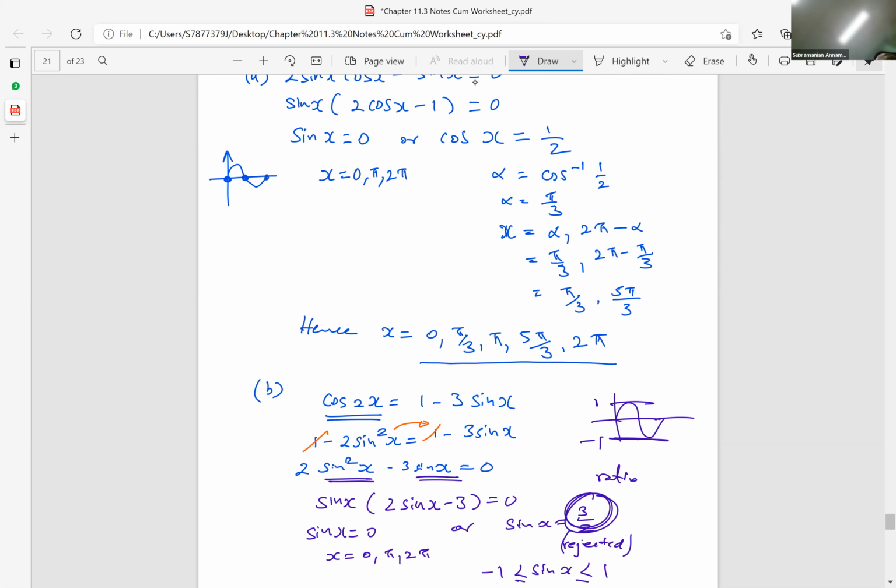Are you guys getting this? Are you able to connect with this idea or not? Because anything more than one, like 3 over 2, which is 1.5, will it cut my sine curve or not? It will not cut. If it doesn't intersect my sine curve, then I don't have any values of x. So this is not valid, that's why it's rejected.